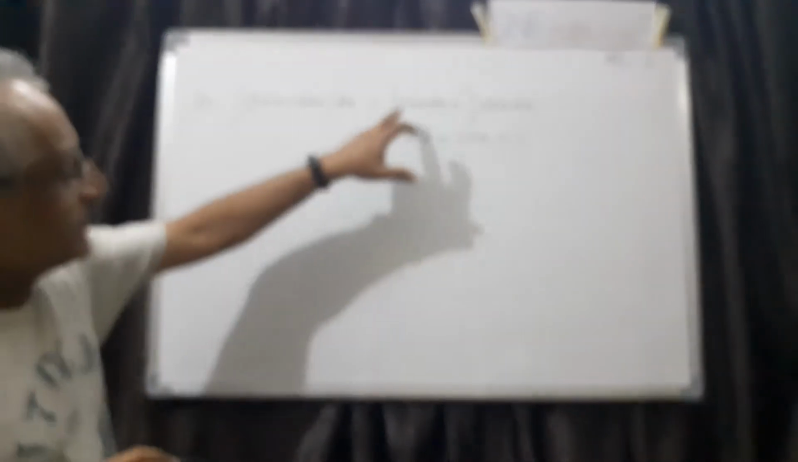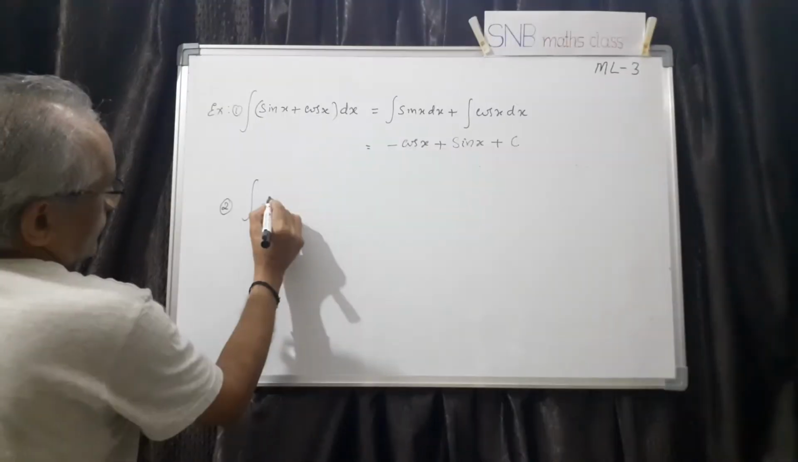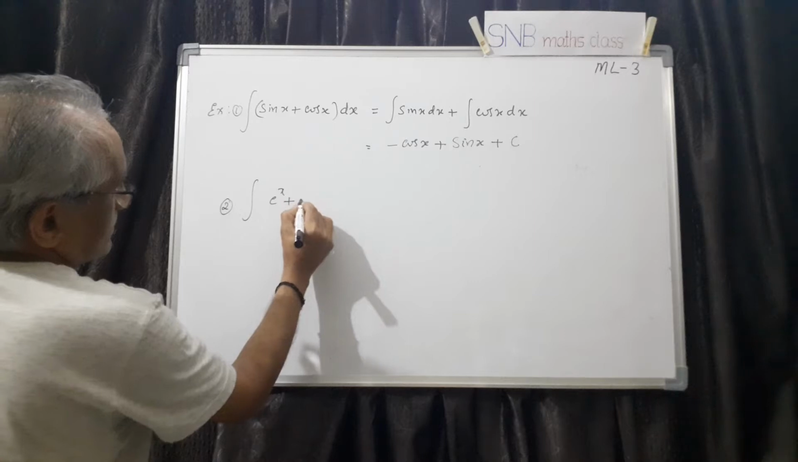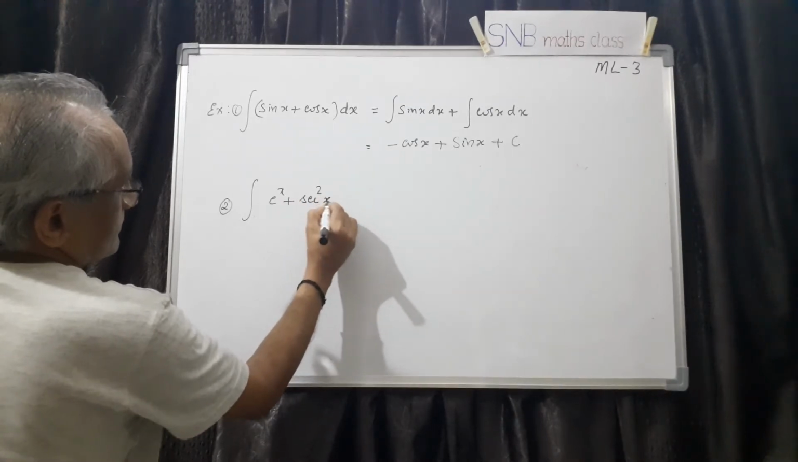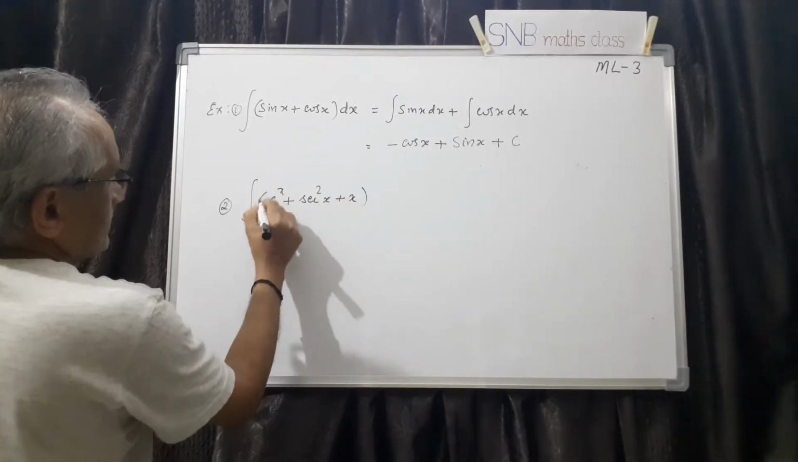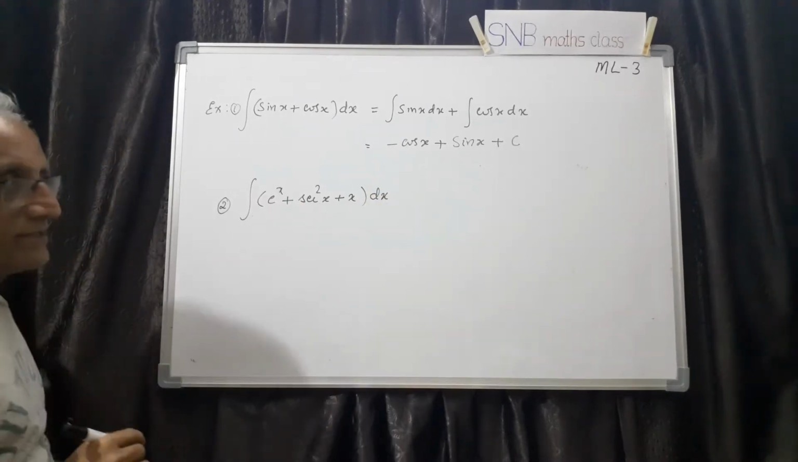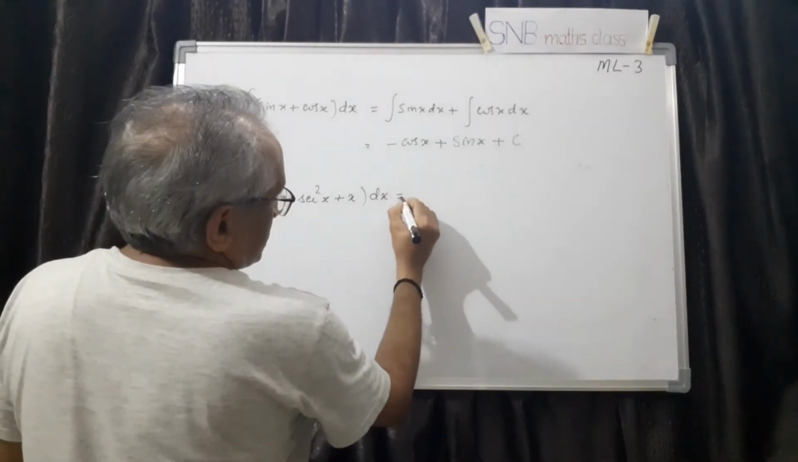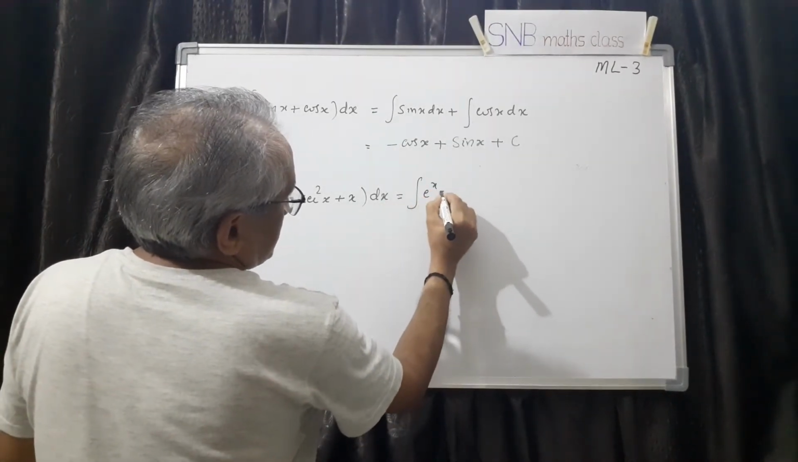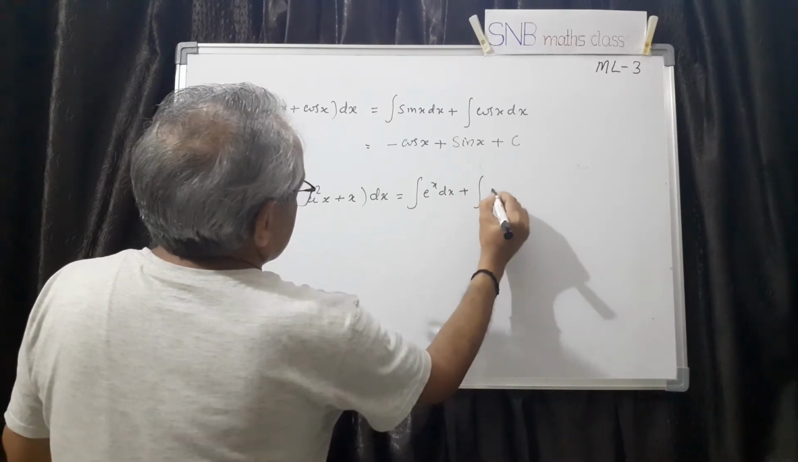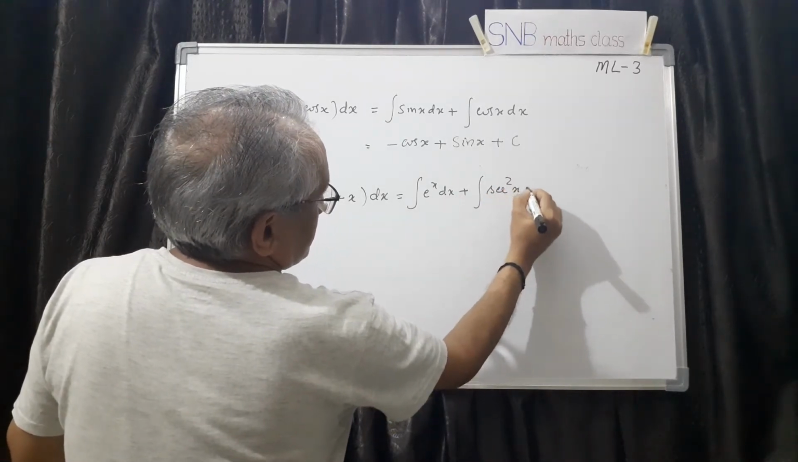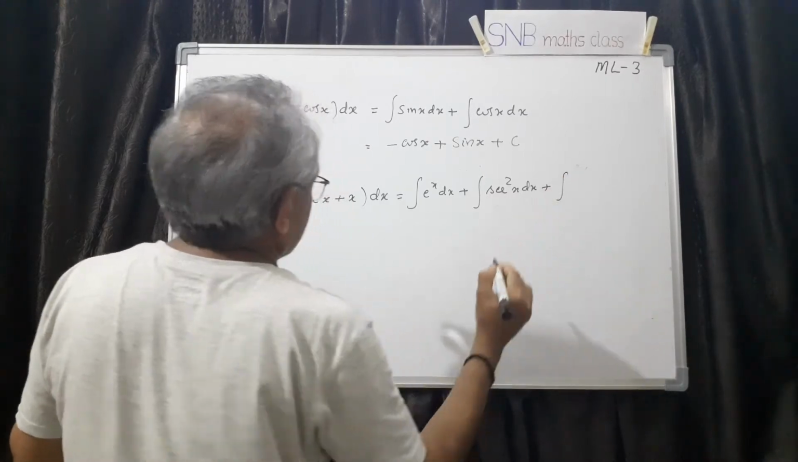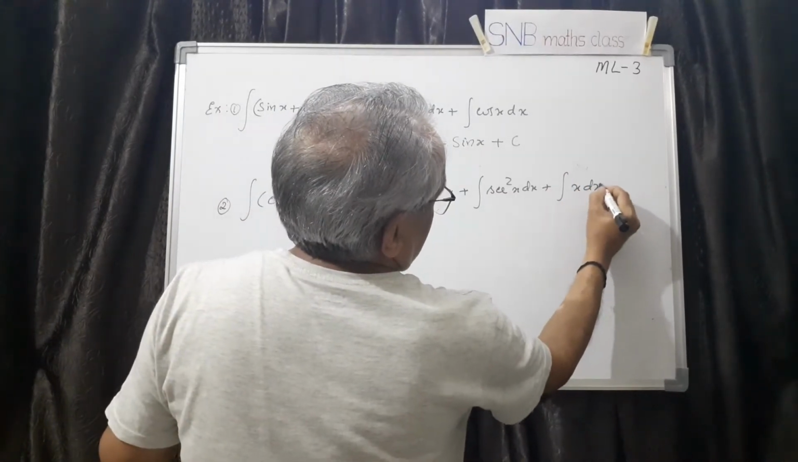So there is no separately writing c here and c here. And similarly, see, this is the first question. Suppose you have e^x plus secant square x plus x, then dx. Suppose this is the question. Same rule, instead of two functions here, there are three functions. So what you have to do is integration of e^x dx plus integration of secant square x dx plus integration of x dx. So this is the rule.